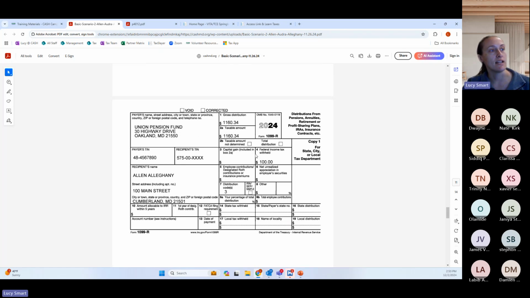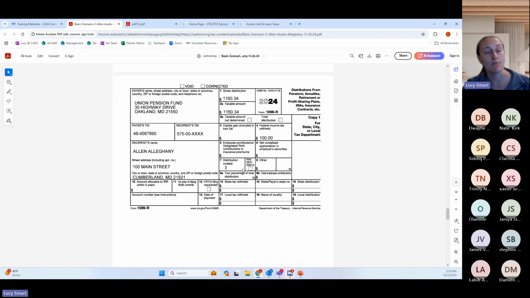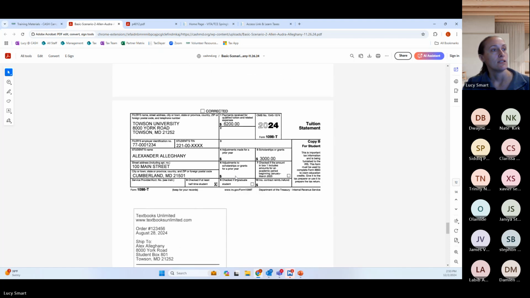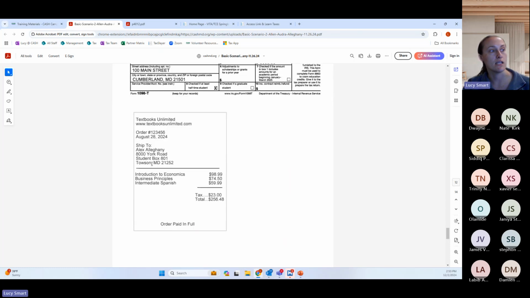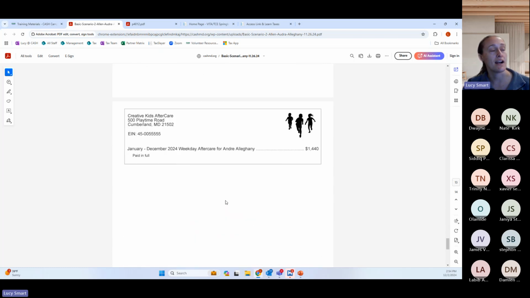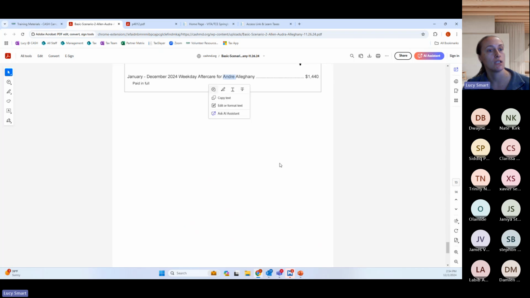We've got another 1099-R. We have the taxable amount, and it's a code 3, which means a disability distribution. Tuition statement for Alex, the older child. And we've got a receipt as well for some textbooks, and then an aftercare receipt for the younger child, Andre.